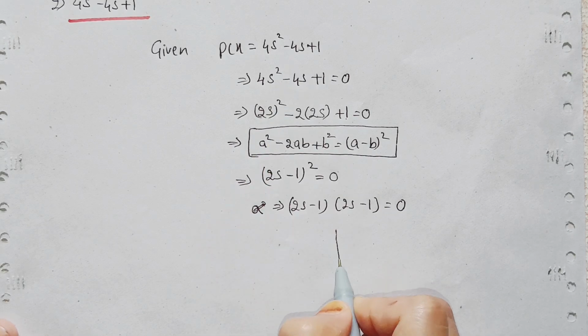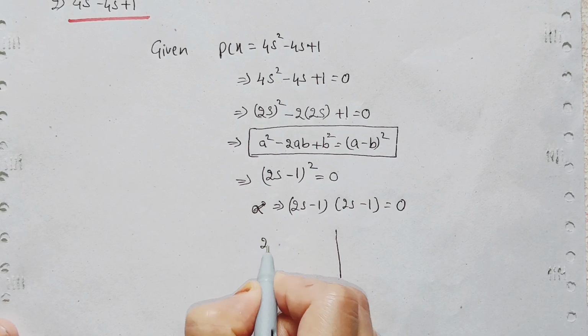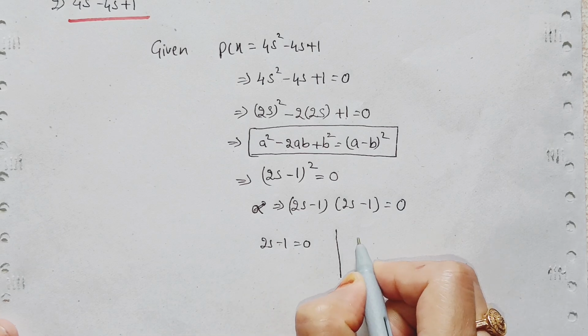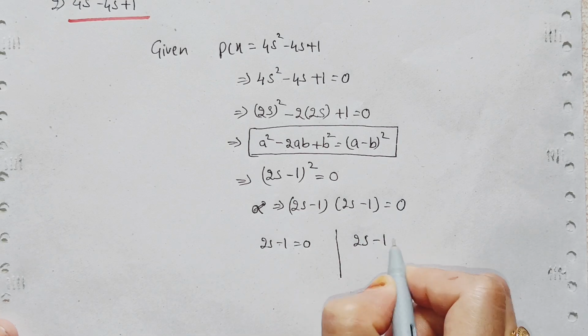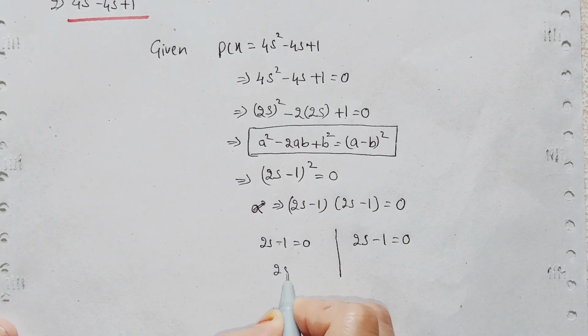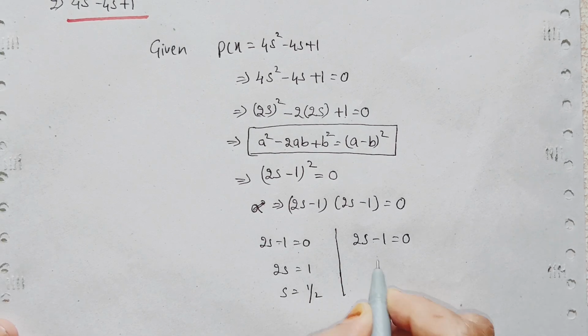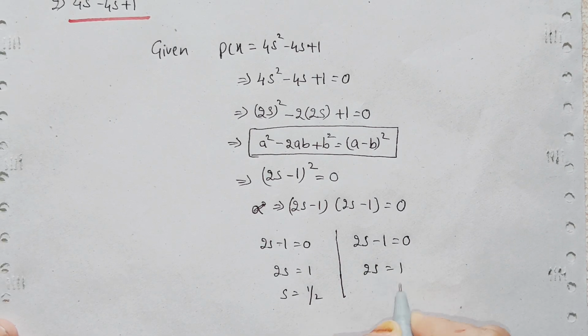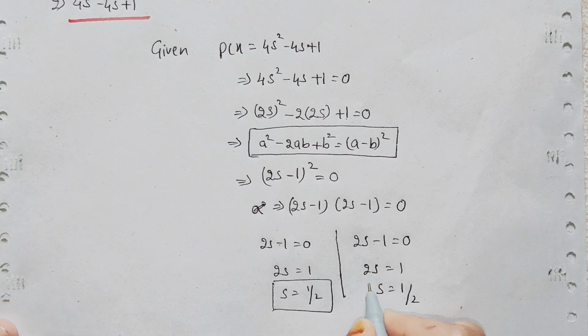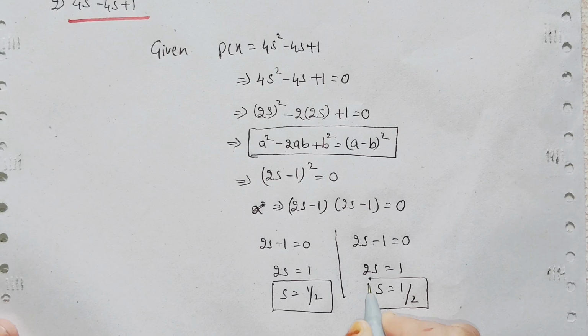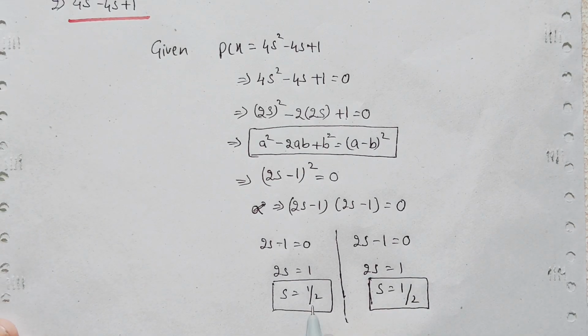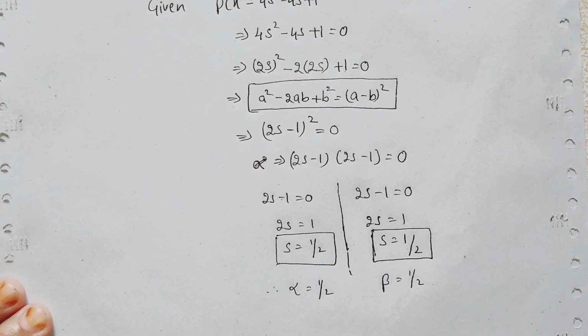So here also two cases arise, which is 2s minus 1 equal to 0. Here also the same, 2s minus 1 equal to 0. So I have to take out the s value. So s equal to 1 by 2. Here also 2s equal to 1, s equal to 1 by 2. So two zeros we've got for this quadratic polynomial. Let us treat them as alpha. Therefore, alpha equal to 1 by 2 and beta equal to 1 by 2.